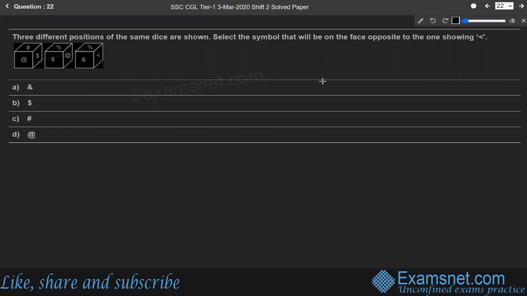So for this question, we need to understand two simple concepts, and then we can easily solve this question. This type of question seems a little bit tricky, but if you know the basic concept behind this type of questions, then you can easily solve it. So firstly, let us write the concept that we have to use in this question.